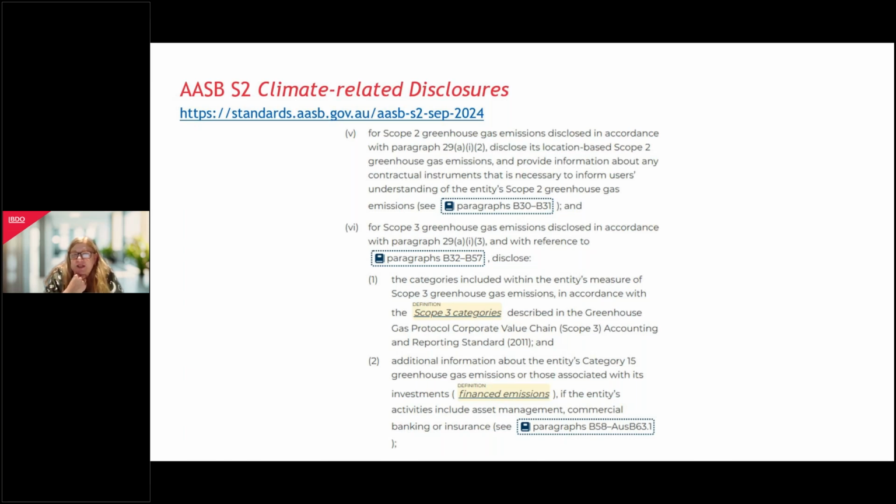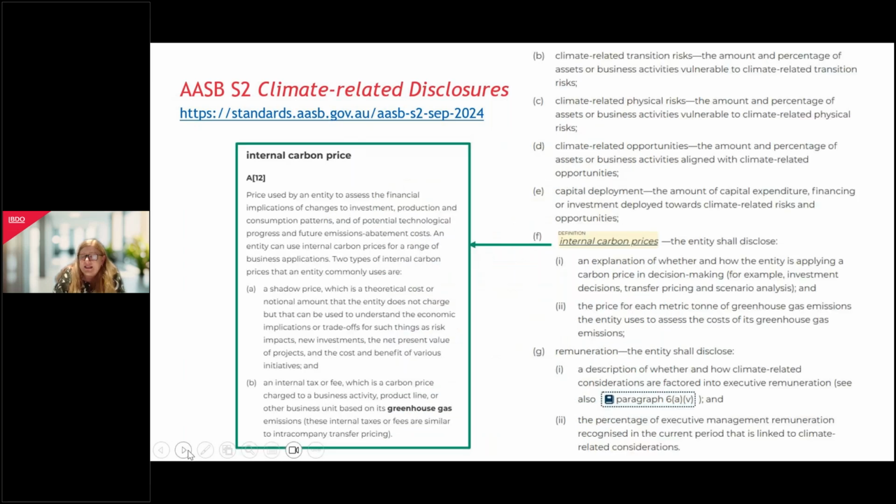And then if you look at scope 3 greenhouse gas emissions, you have to talk about the categories that you've included. There are 15 categories in scope 3. So there's additional information about your category 15 greenhouse gas emissions, that's the financed emissions. So that would be if you've got investments in other entities, that has to be included in great detail. So that's the first part, which is heavily focused on greenhouse gas emissions.